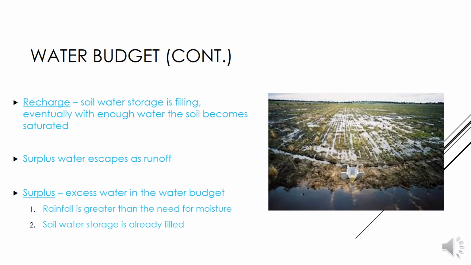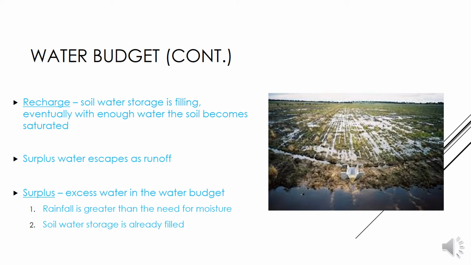Recharge. This is when soil water storage is filling. So this is when rain is falling down. This is recharging the water budget and refilling the water table. Eventually, with enough water, the soil becomes saturated. This is when it's above the water table. In this picture here on the right, you can see a field that is saturated by water. The surplus water, the water that's on the ground there, will run off, and you'll lose that water, and it will run out of your water budget.